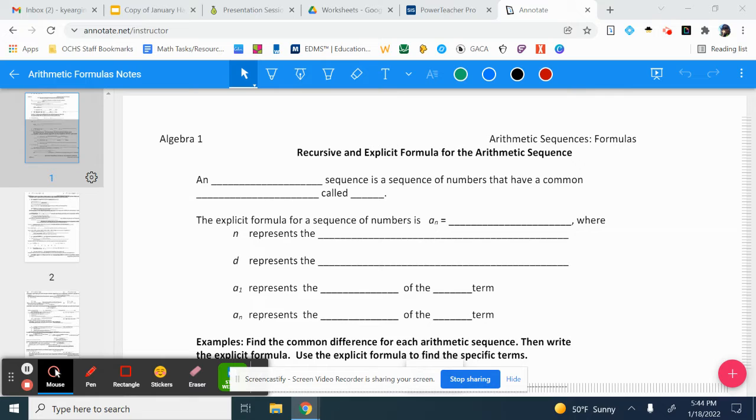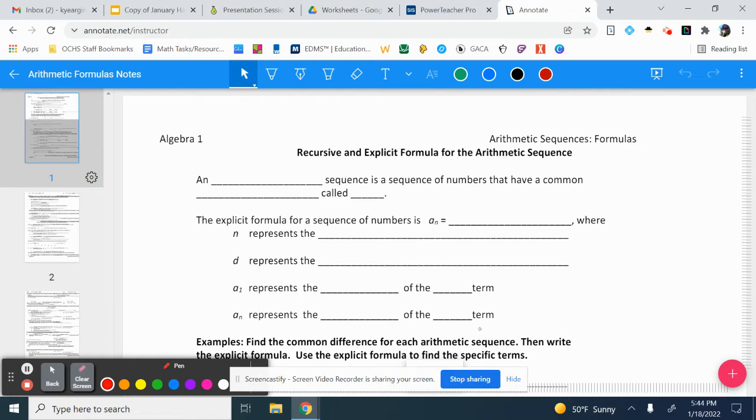We said that arithmetic sequences have a pattern where you add the same number every time, and that number that we add every time is called a common difference, while a geometric sequence is where we multiply to get to the next term, and every time that we multiply, it's going to be by the same number called a common ratio. So today, we're going to focus on two different formulas for arithmetic sequences.